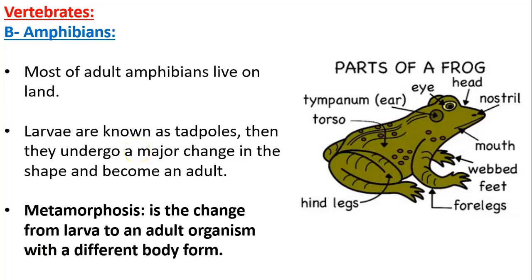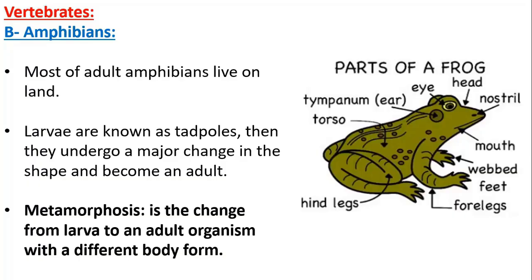Amphibians. Most adult amphibians live on land. What about the smaller amphibians, the baby ones, the larvae? They are called tadpoles. Where do they live? They live in water and they undergo major change along their life.